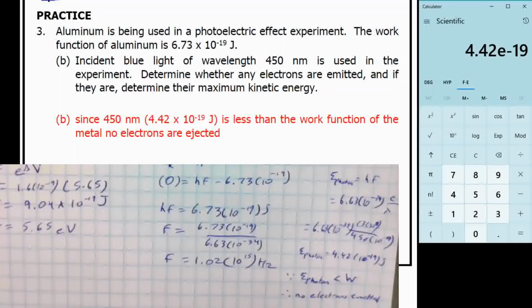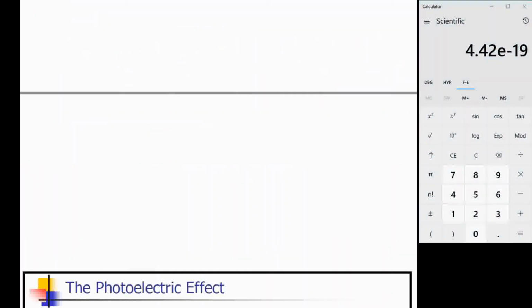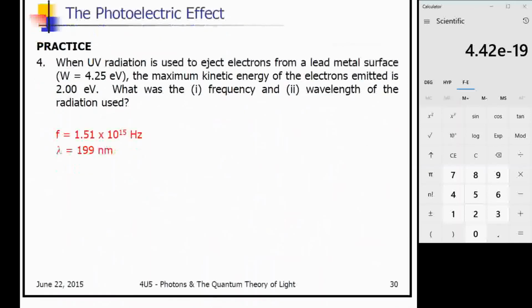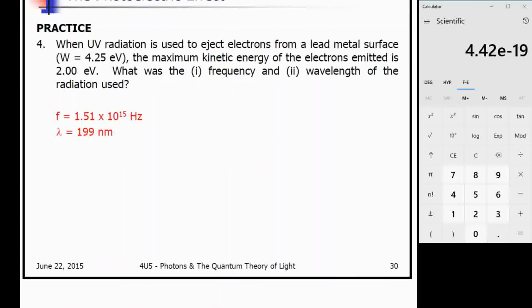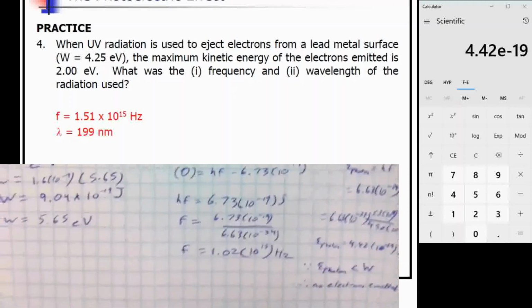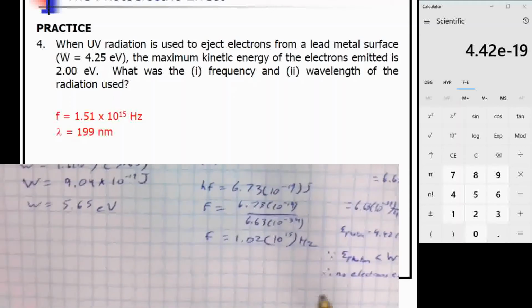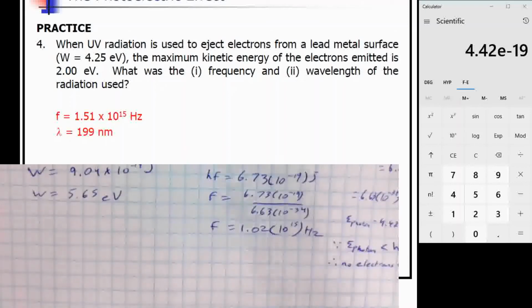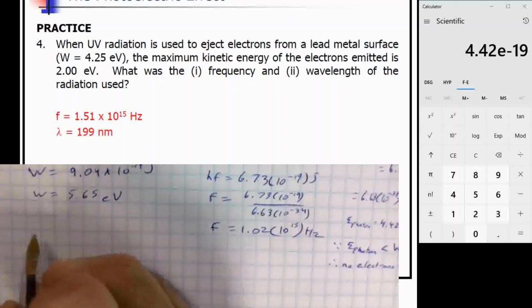So let's move on now to another question here. It says, when UV radiation is used to eject electrons from a metal surface, the work function of this metal surface is 4.25 electron volts. The maximum kinetic energy of electrons emitted is 2.00 electron volts. So what was the frequency and the wavelength of the radiation used?